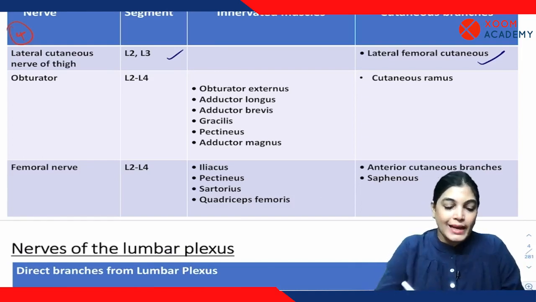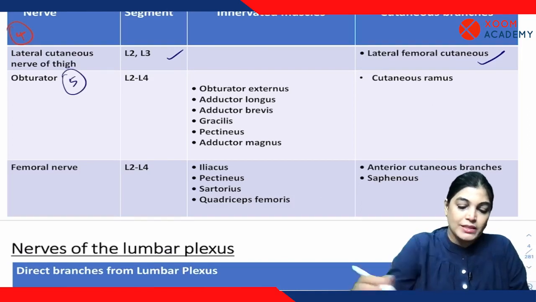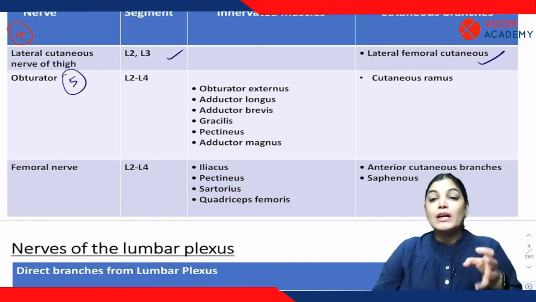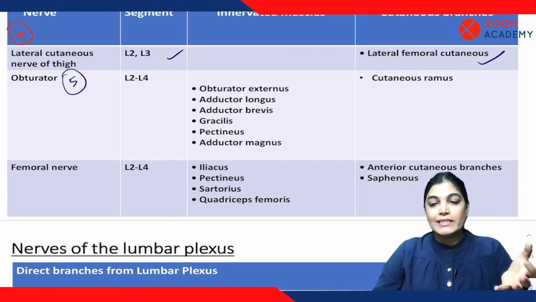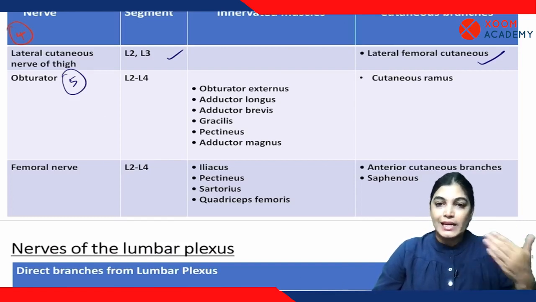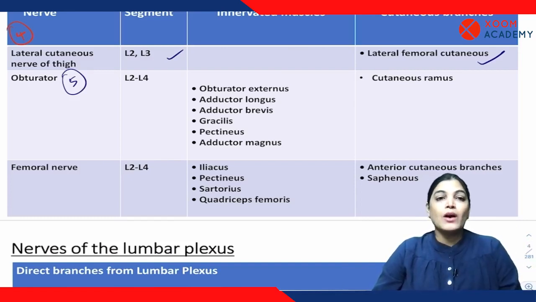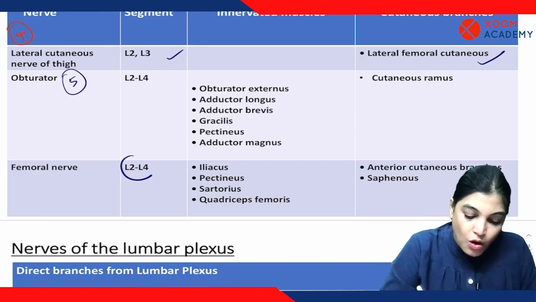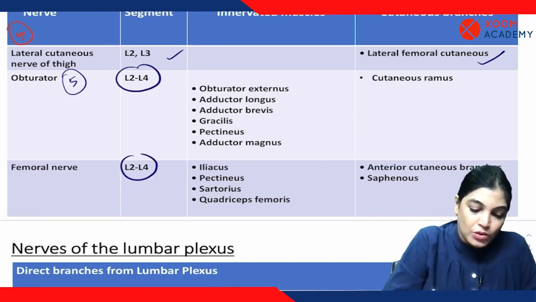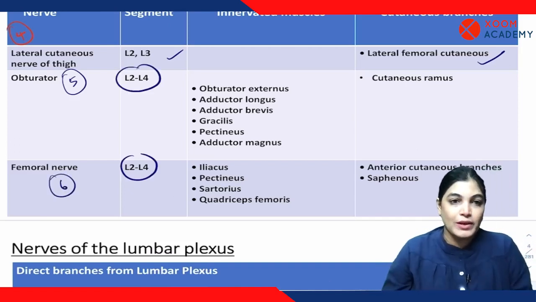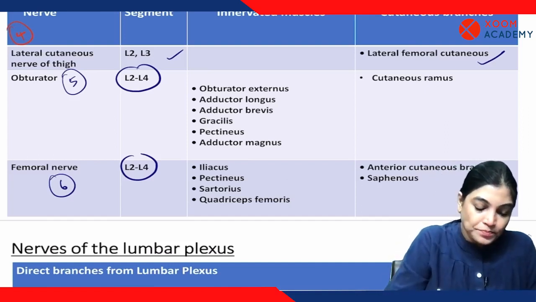Let's talk about the next nerve in this category, the obturator nerve. Many of these nerves will be described in detail when I give you the session on nerves of the lower limb. Now, the obturator nerve is formed by the ventral rami of L2, L3 and L4. Both the obturator nerve and the femoral nerve have the same root value.